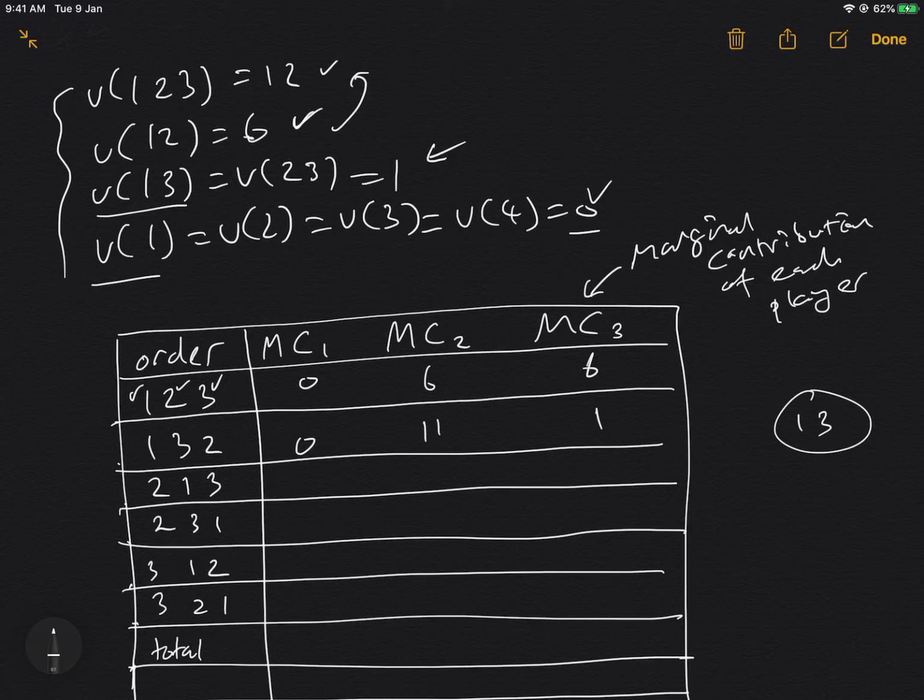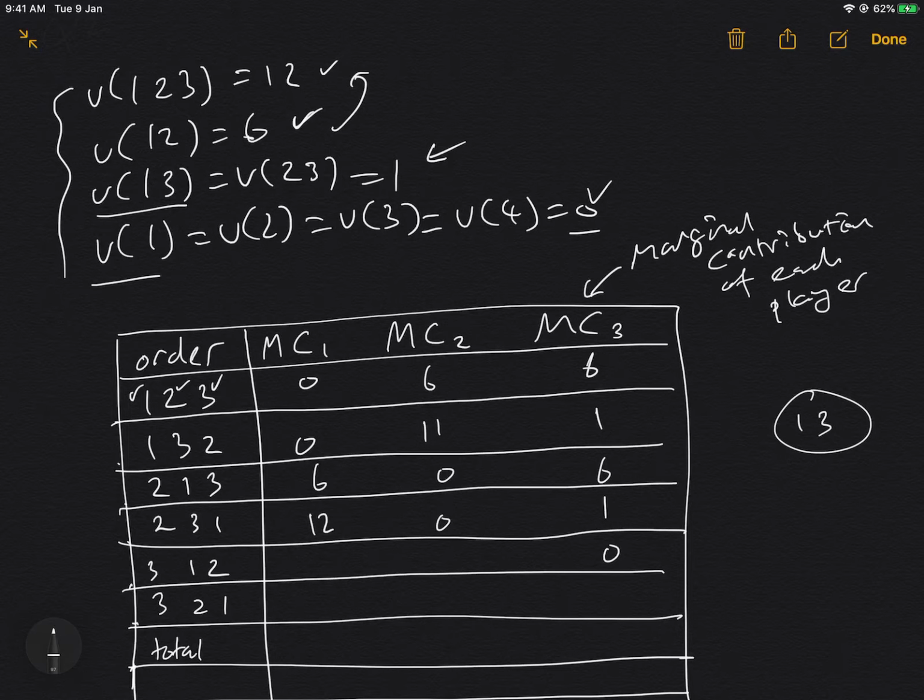2, 1, 3. Okay, so if we start with 2, we get 0. I mean, you can still follow it if you find that more comfortable. Marginal contribution. Okay, so it starts with 0, and we put 1. By adding 1, we have 1 and 2, so it's 6. And by adding player 3, we get 6 more. It's the same. And by putting player 3 into it, we get 1. And by putting player 1, we get 12, 3, 1, and 2.